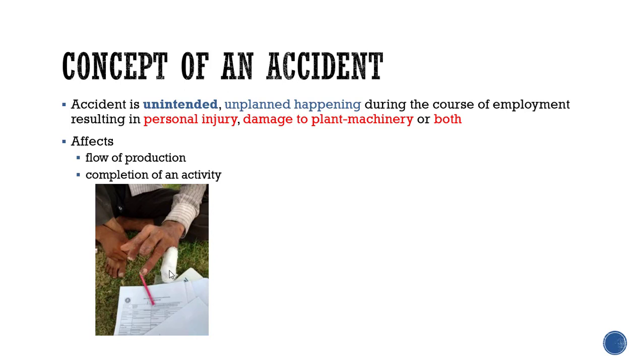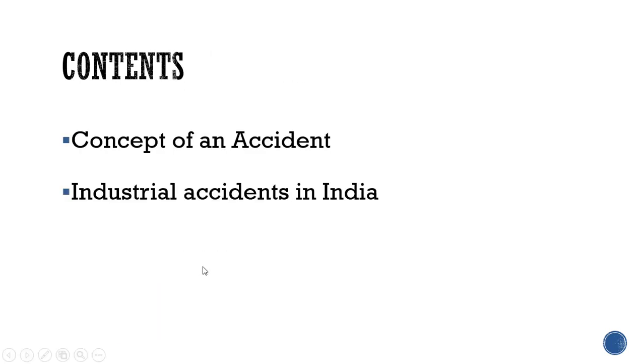So today I am concluding. We have seen the concept of an accident, and the scenario of how industrial accidents happen in India. We have seen the survey from the newspaper The Hindu, and we also discussed the causes of accidents. So with this, I am concluding today's lecture. Thank you.